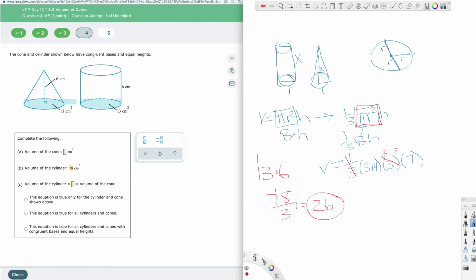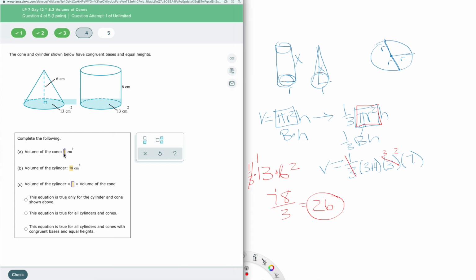And I could have also done that here because it would have been 1/3 times 13 times 6, so I could have canceled the 1/3 on the 6 because 6 divided by 3 is 2. And now 13 times 2 is 26. Either way, it doesn't really matter when you do the canceling there. All right, so we can definitely see that it's 1/3, or it's 3 times the cone for the cylinder.